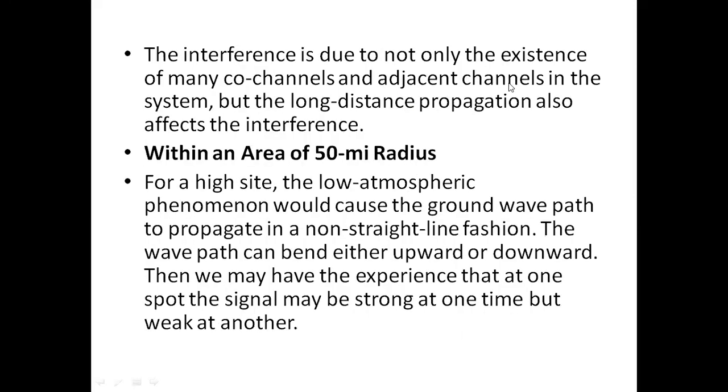We have mainly two types of interference, that is co-channel interference and adjacent channel interference. These interferences we have already discussed. The interference is due not only to the existence of many co-channels or adjacent channels in the system, but also we have some extra interference because of long distance propagation. So with the addition of co-channel or adjacent channel interference, we have some more interference.